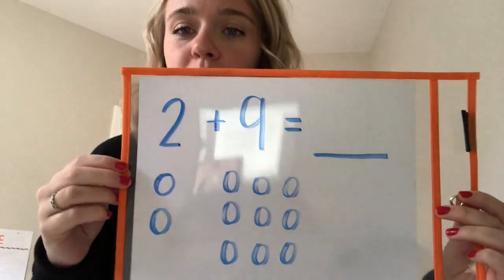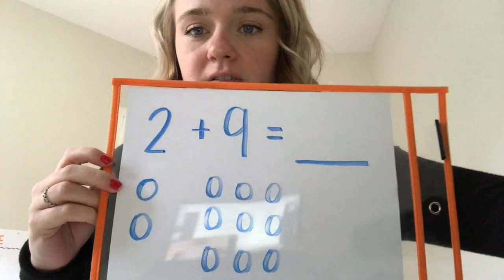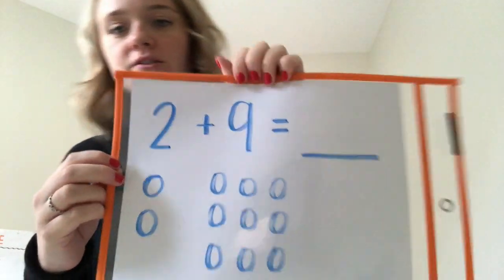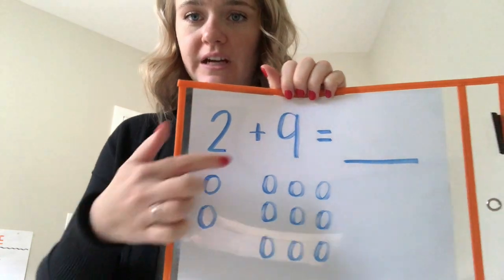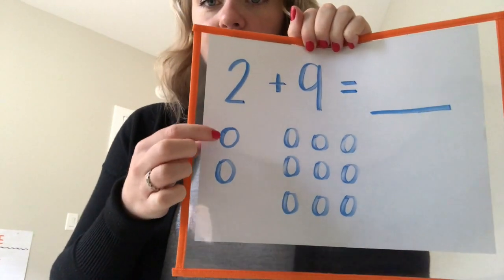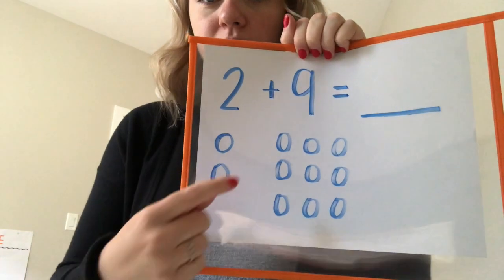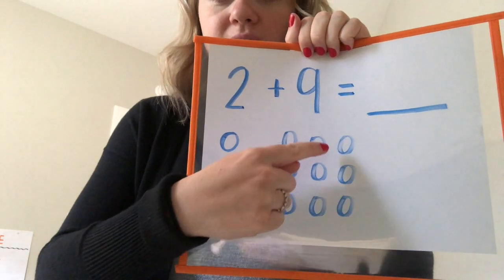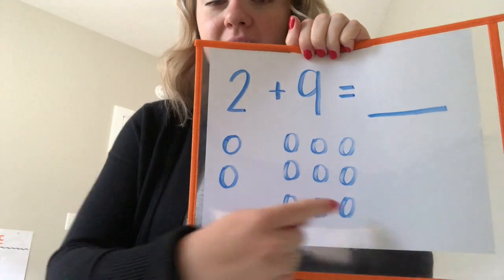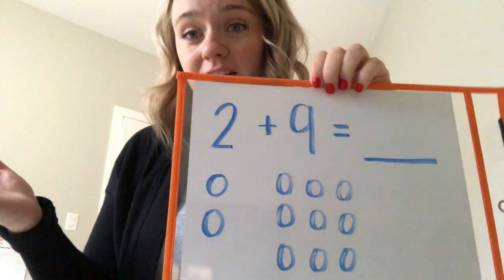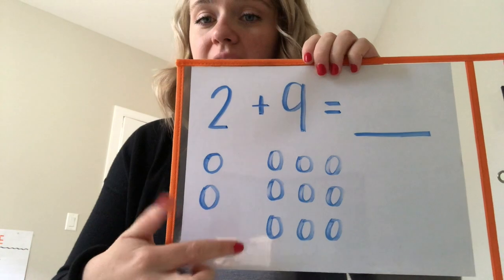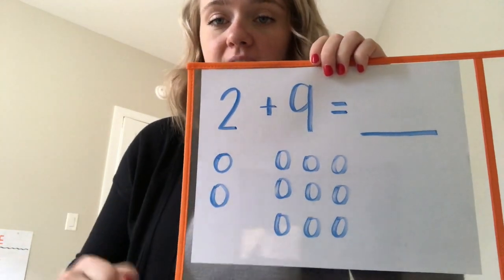So I have a math problem here and it is 2 plus 9, and once again I've drawn my circles. So I have 2 circles here and 9 here. Now if I count on from 2, that means I start at 2 and I count on 2, 3, 4, 5, 6, 7, 8, 9, 10, 11. My answer is 11, but the answer is also going to be the same if I start at 9. I go 9, 10, 11. So either way, it doesn't matter where I start with addition, I will get the answer of 11.